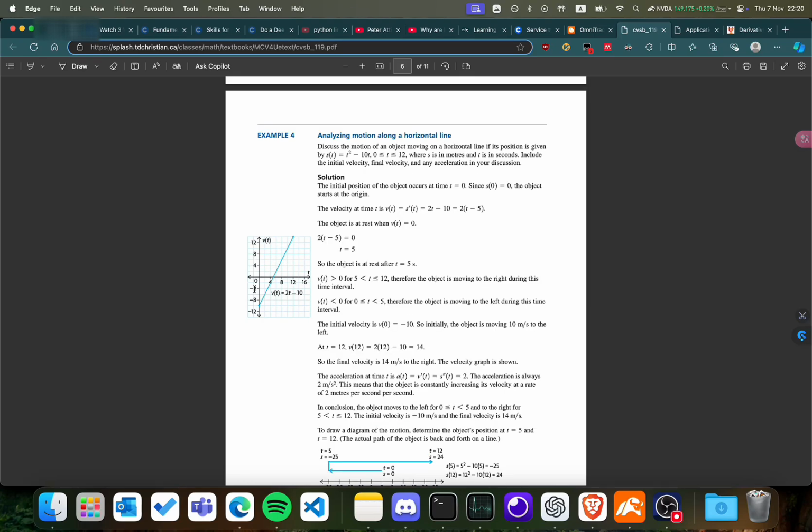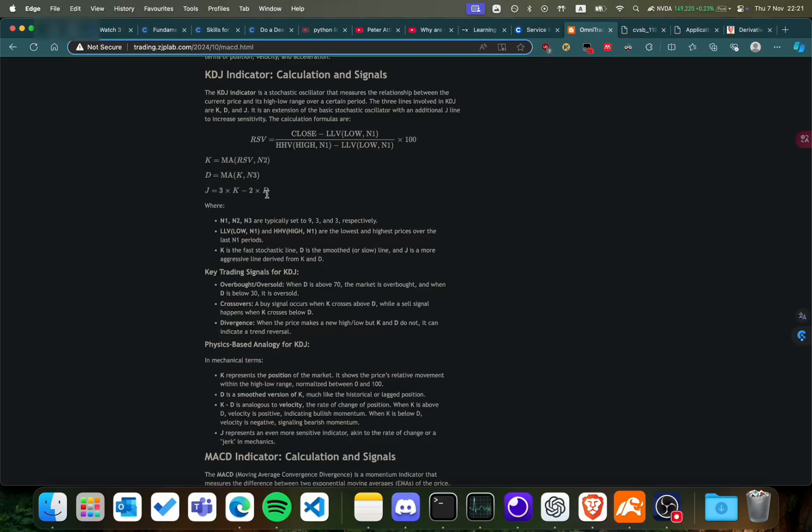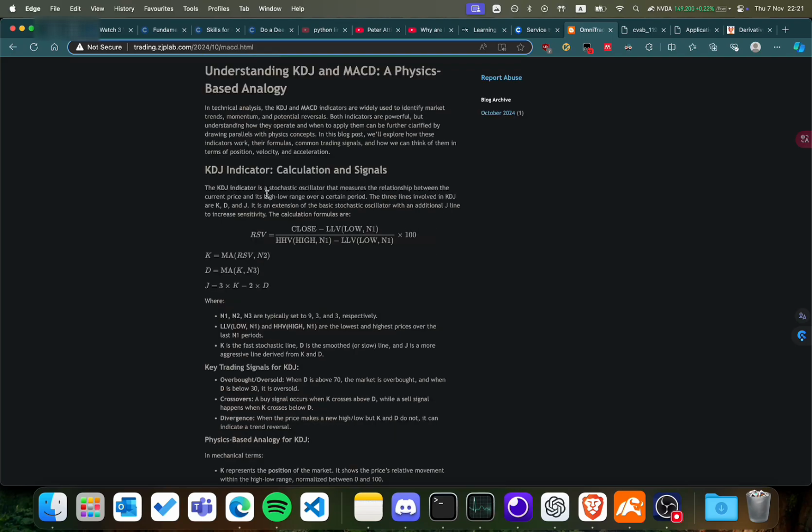But the other question is, how can we find a way to properly know what the price, this velocity, and this acceleration are for stock prices? Let's dig deeper. Let's go to my blog. So you already know there are two famous indicators, KDJ and MACD. But you should also be aware there are hundreds of thousands of technical indicators out there.